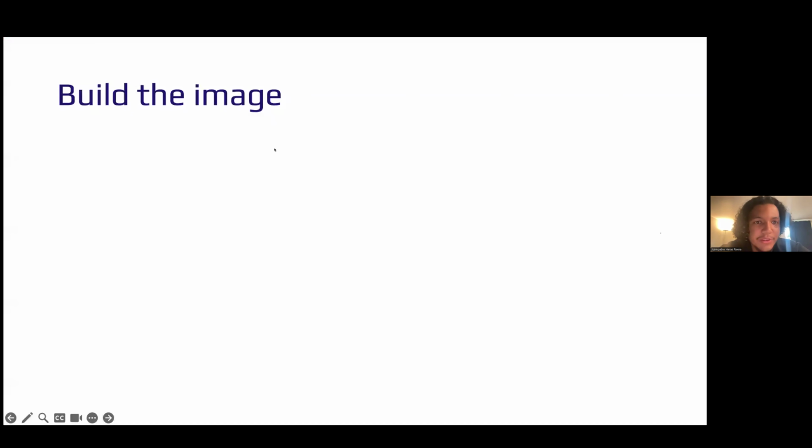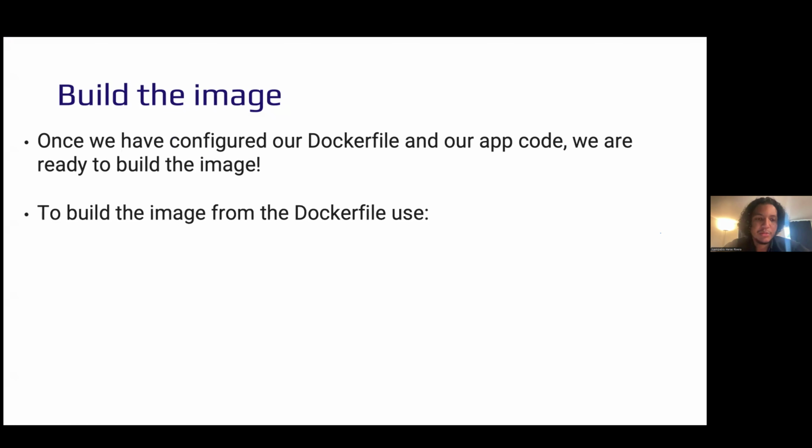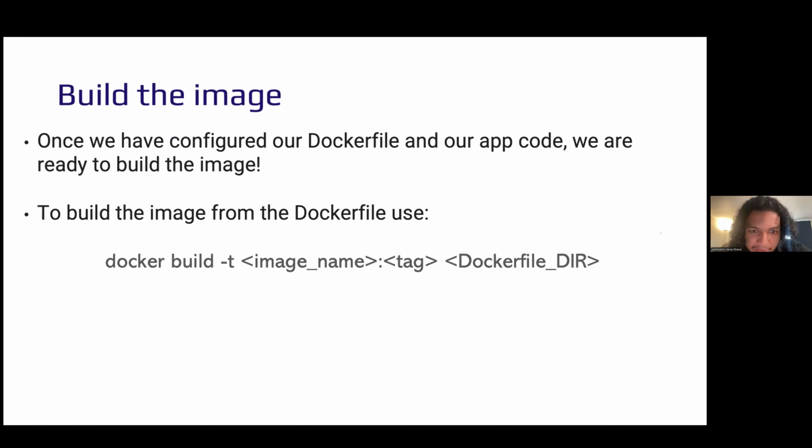So now we'll go into actually building this image. What are the commands that we use to build it? Once we have configured our Docker file and have all our app code running and everything, we're ready to build our image. To build this, we can use this command. It's very simple.